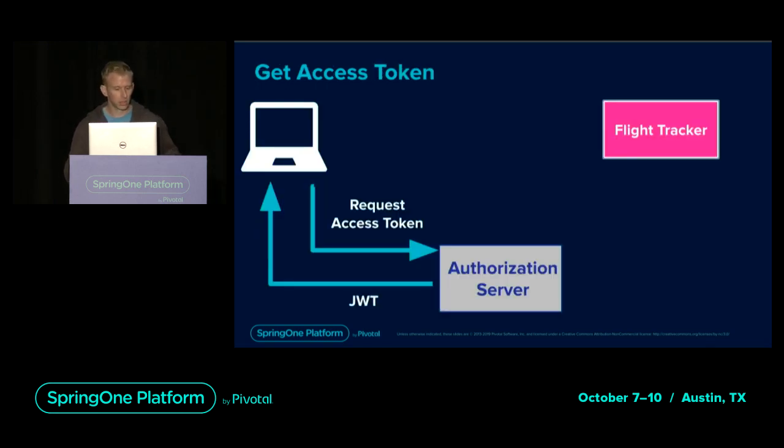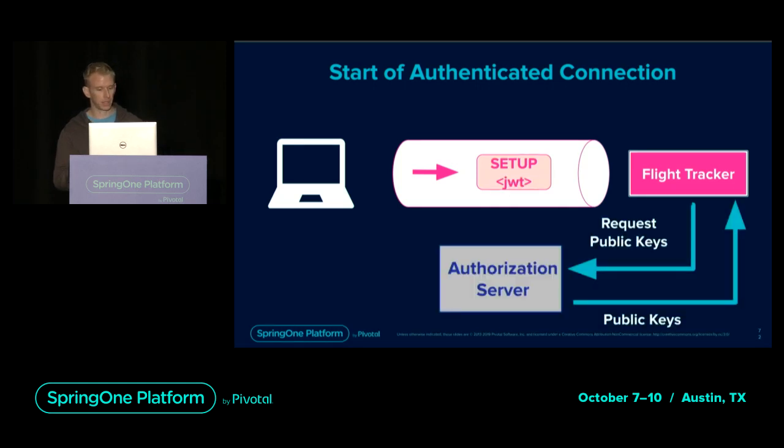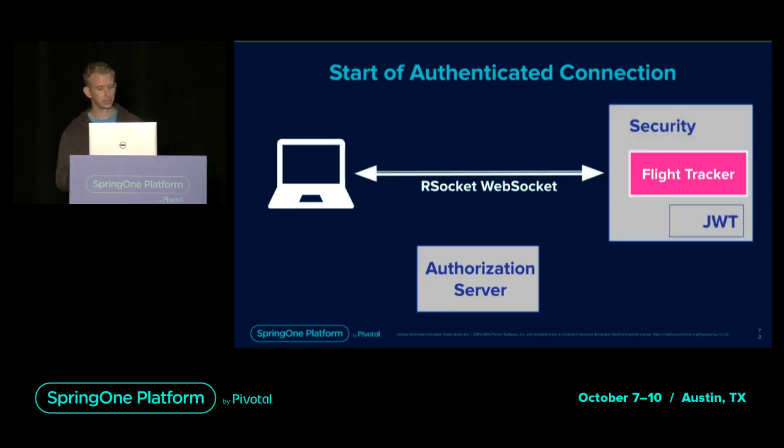All right. So this is kind of how the flight tracker application will work. The JavaScript application will get a JWT from an authorization server. And then after that, it's going to set it in the setup frame, very much like our basic authentication, but it's going to do it using bearer authentication metadata. And at that point, the flight tracker will get the public key to validate the JWT. It'll validate it.